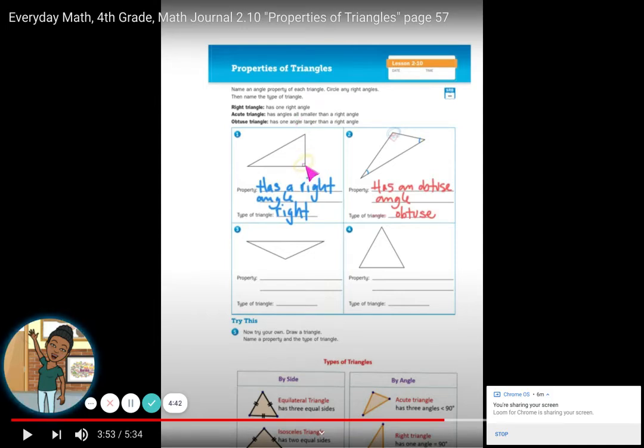If it's smaller, if it goes in, then it's going to be acute. And if it's wider than this right angle, it's going to be obtuse. So your property has to be one of these 3 things: one right angle, angles all smaller than a right angle, one angle larger than a right angle. Your type of triangle has to be one of these three: a right triangle, an acute triangle, or an obtuse triangle. Go ahead and complete numbers 3 and 4 on your own.